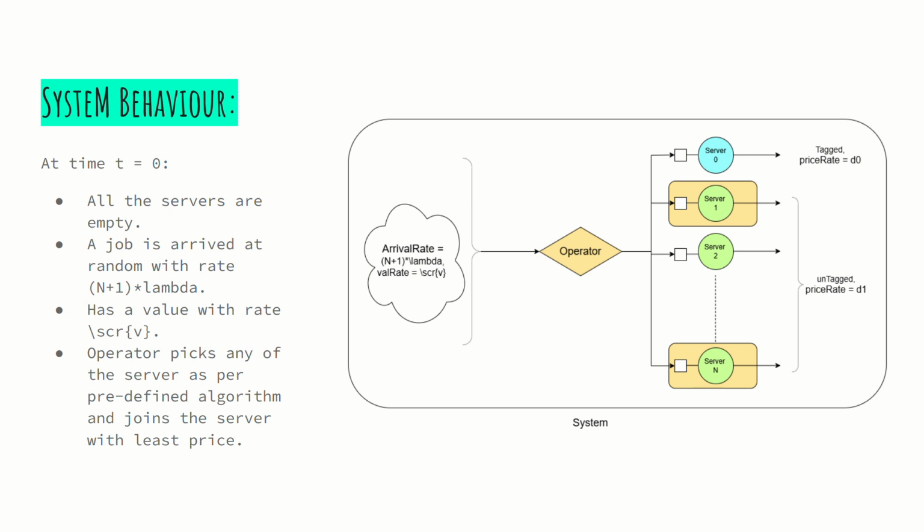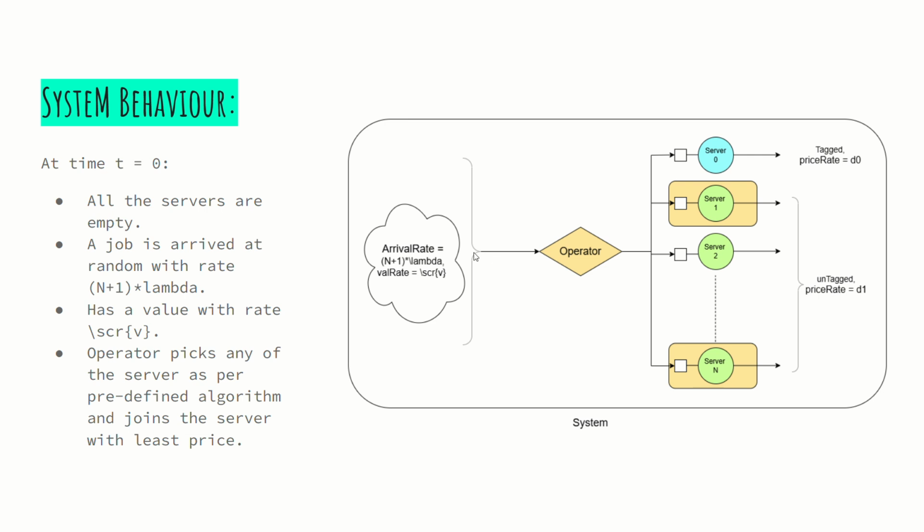Now, each agent can choose a specific distribution, and all the servers assigned to that specific agent have to choose prices from that agent-specific distribution. When a job arrives with some arrival rate from a predefined distribution to the system, it has its own value, say v1.